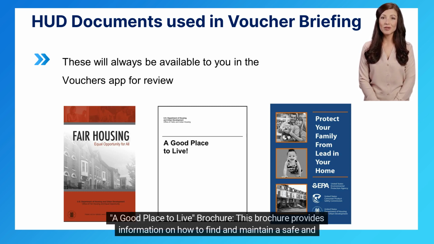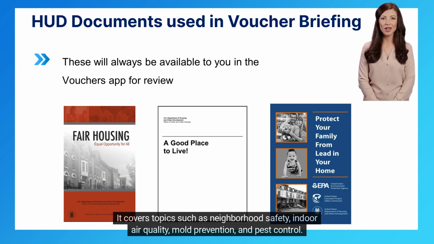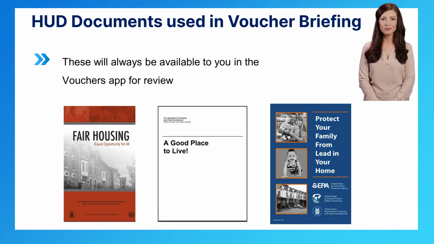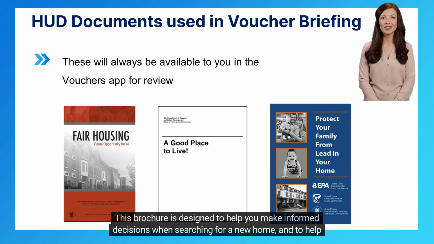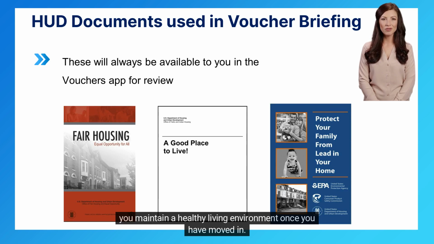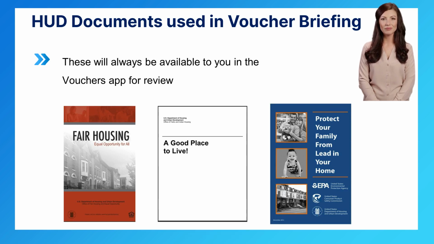A Good Place to Live brochure. This brochure provides information on how to find and maintain a safe and healthy home. It covers topics such as neighborhood safety, indoor air quality, mold prevention, and pest control. This brochure is designed to help you make informed decisions when searching for a new home and to help you maintain a healthy living environment once you have moved in.